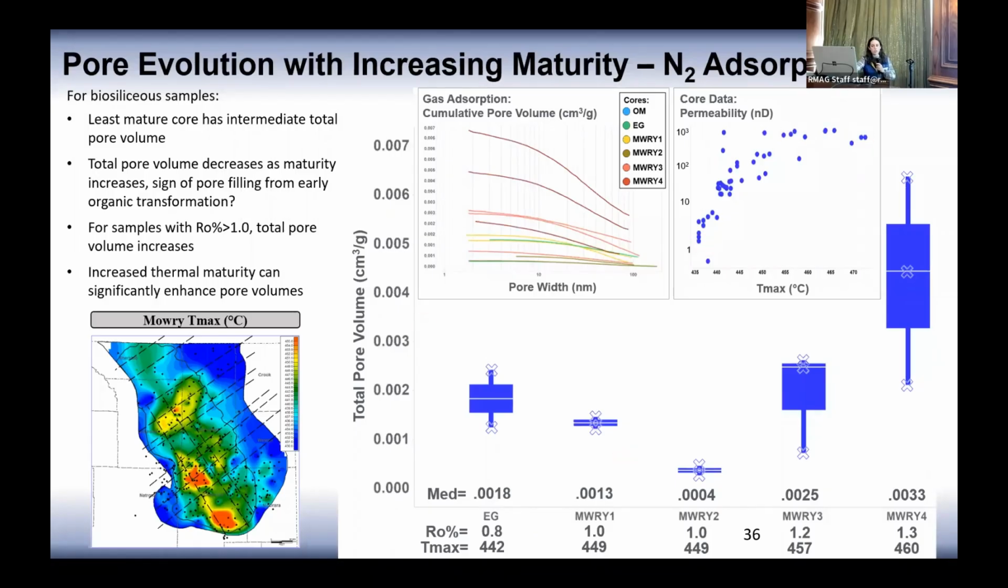Down here is that nitrogen absorption data, and I'm plotting that for educated guess, and then Mowry 1, 2, 3, and 4. And what you see is that the total pore volumes you get from nitrogen absorption, they're highest in the educated guess.